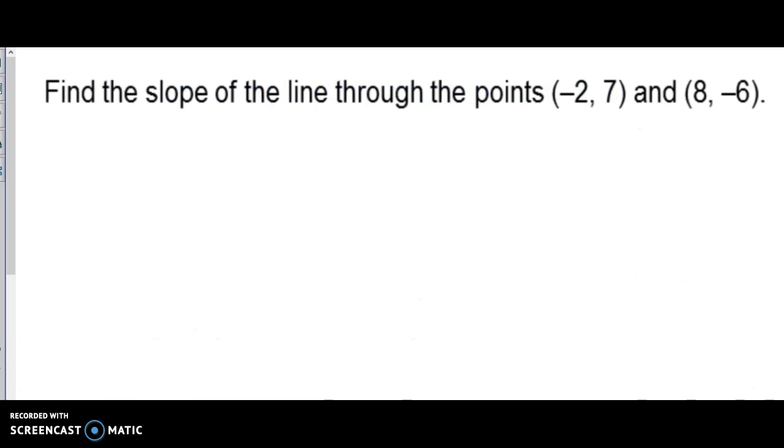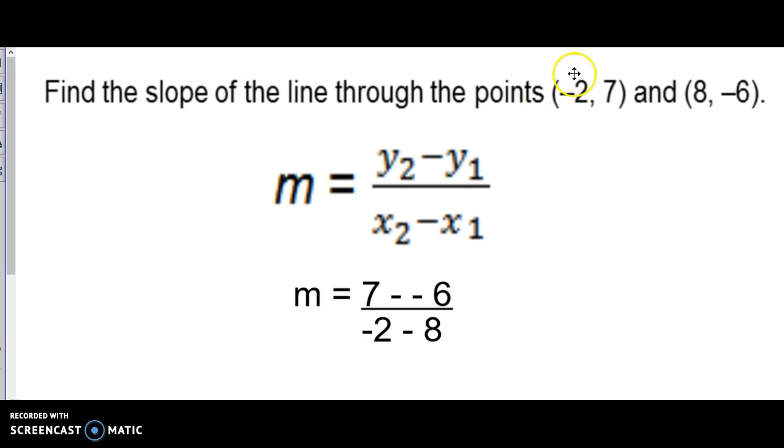So let's do an example now where I want to find the slope of the line through 2 points, (-2, 7) and (8, -6). I'm going to use the formula. So I'm going to write 7 minus 6. Those are my 2 y values. 7 minus 6. Then I'm going to write -2 minus 8. When I simplify, I get -13/10, or 13 over -10.